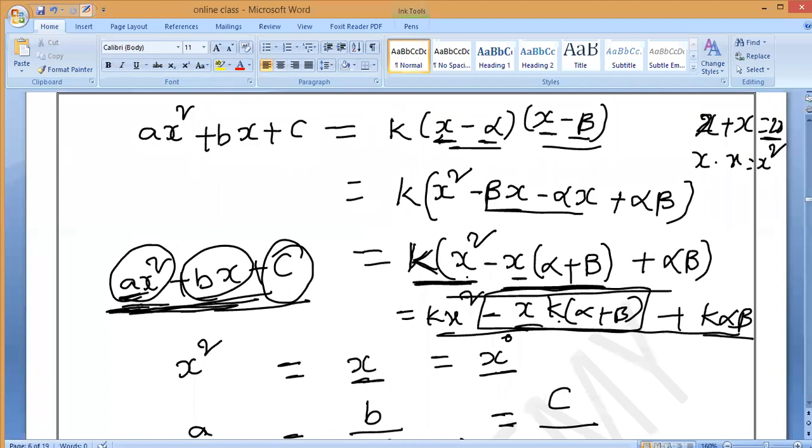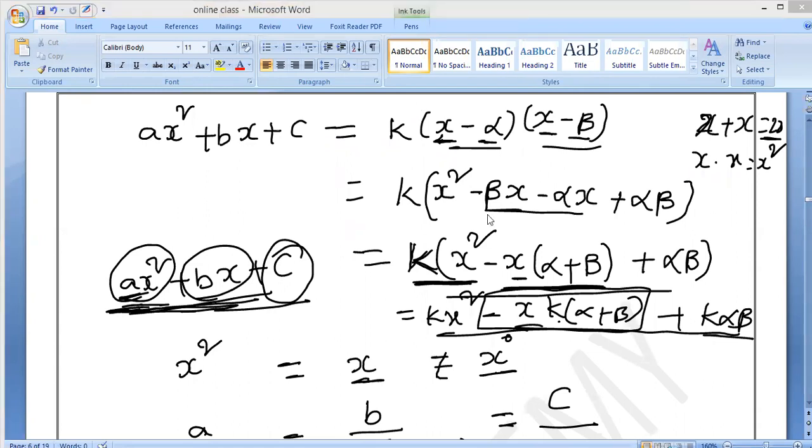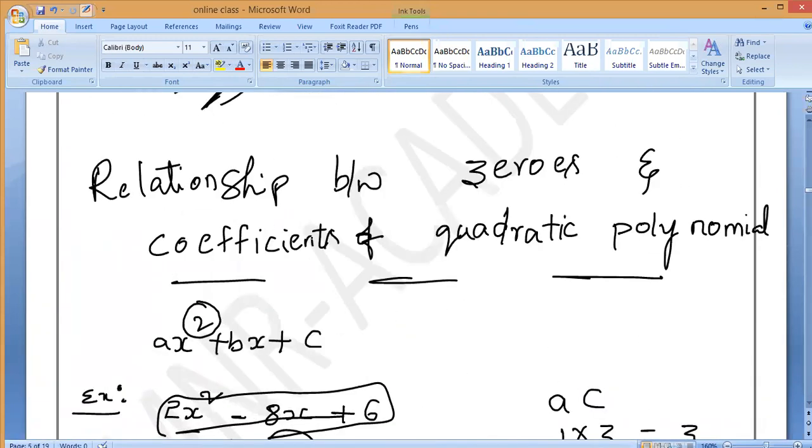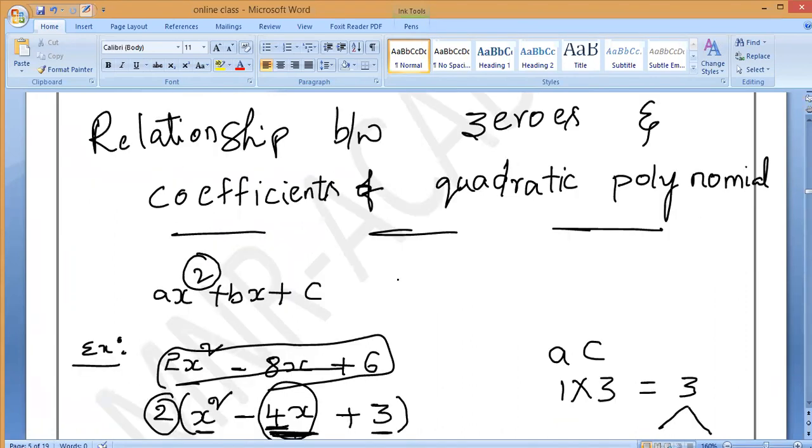Then comparing. Padmarshini, are you understanding? Sir, I am listening, sir. See, Padmarshini, here what we have to do is find the relationship between the coefficients as well as the zeros. To prove that, we take the coefficients as a, b, c. Now if we take the quadratic polynomial, the general form of a quadratic polynomial is what? ax square plus bx plus c. Do you know this or not? Everybody? Yes, sir.